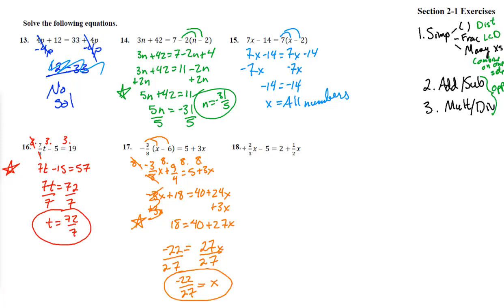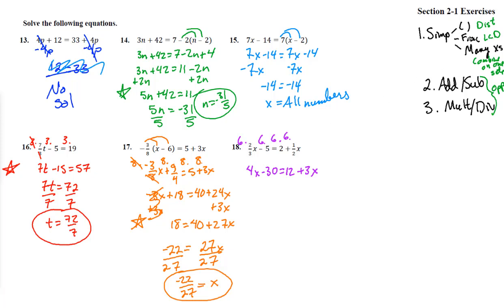All right, number 18. Do we have any parentheses? No. Do we have any fractions? Yes. We have a denominator of 3 and 2, so the common denominator would be a 6. So let's get rid of the fractions, that's times through by the common denominator of 6. Now remember, you do it to all the terms, and so 6 times 2/3, that is a 4x minus 30 equals 12, plus 6 times 1/2 is 3x.